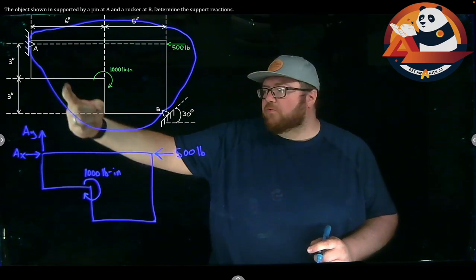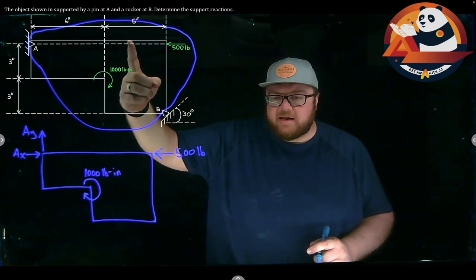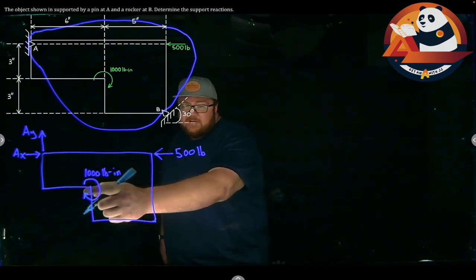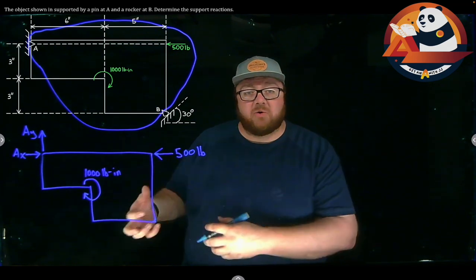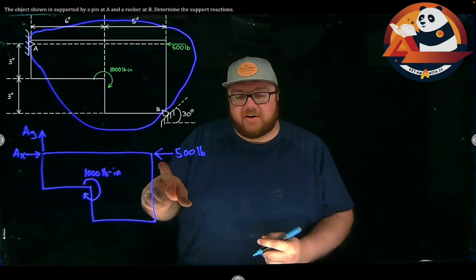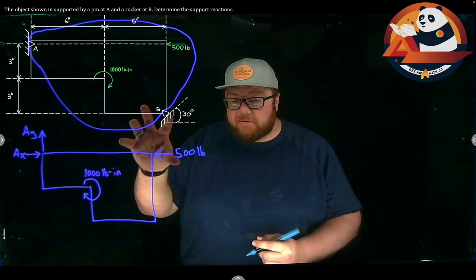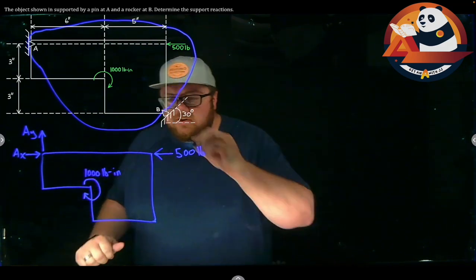But I know from A to my inset corner is 6 inches. From that inset corner to the right edge is 5 inches. Does that location right here matter for us? Our couple moment should cause the same rotation no matter what point I'm taking a look at. So it doesn't matter that it's right here. This would be the same as if I showed it over here. If we're looking for our support reactions, we could put this anywhere on here. Who cares that it's 6 inches in at this point? So let's ignore that for now.